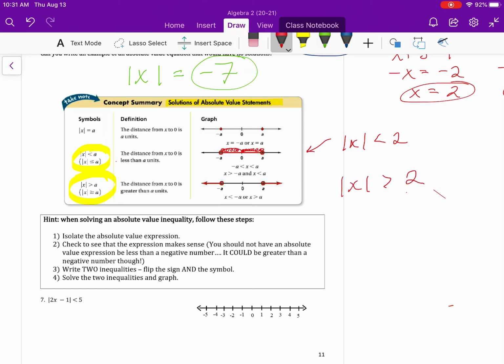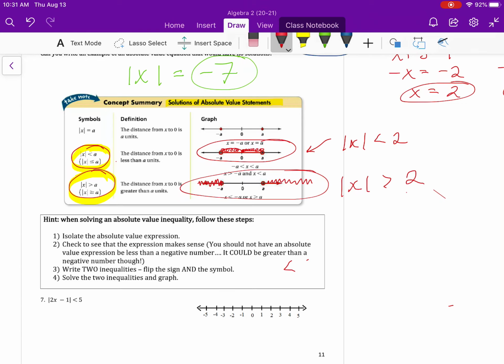What if I said the absolute value of a number has to be greater than 2? The distance from 0 needs to be bigger than 2. Well, then you would say any number over here has a distance greater than 2, and any number over here has a distance of greater than 2 away from 0. So when we're talking about absolute value inequalities, these are kind of our answers. They're sections of the graph that are our answers.